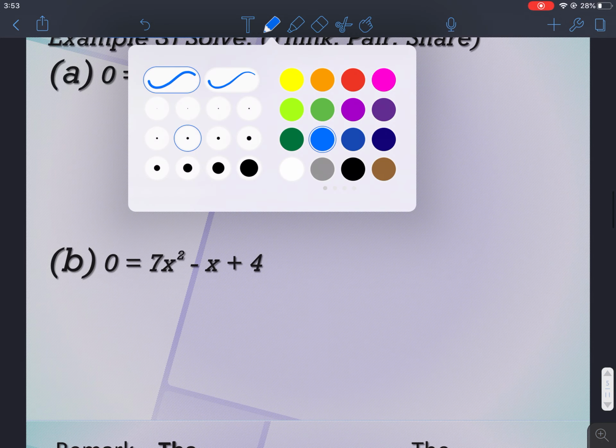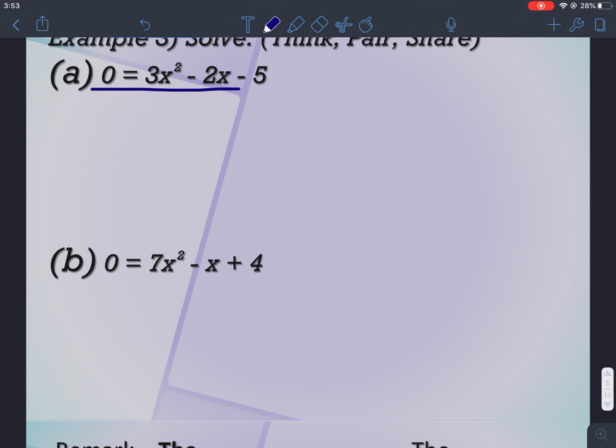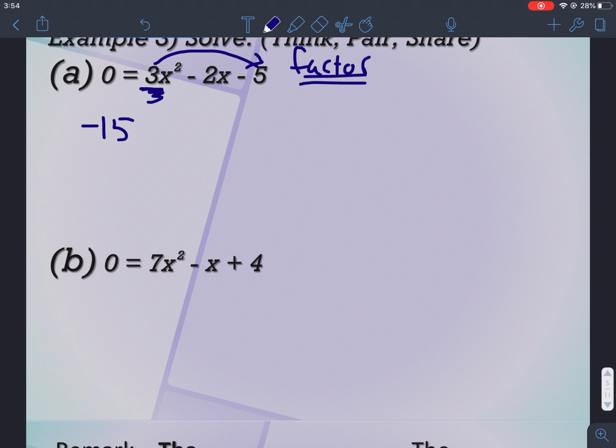Let's do another. This time, I am going to factor. This is another method besides the quadratic formula. And in order to do this when you have a number in front of the x squared, I am going to multiply the first number and the last number. And I'm going to write negative 15. And then I need factors of 15 that add together to negative 2.